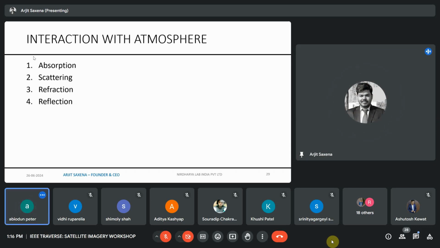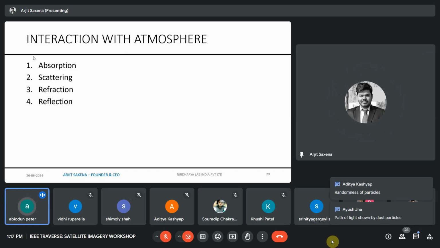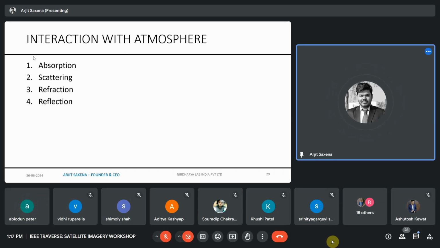Hari? Yeah, Peter. Scattering is a phenomenon in which light passing through an object doesn't go in a straight way. An example is a colloidal substance, in which the light is scattered due to some particles or molecules within it. Path of light shown by dust particles, randomness of particles.